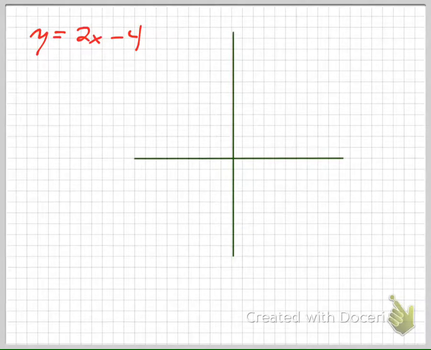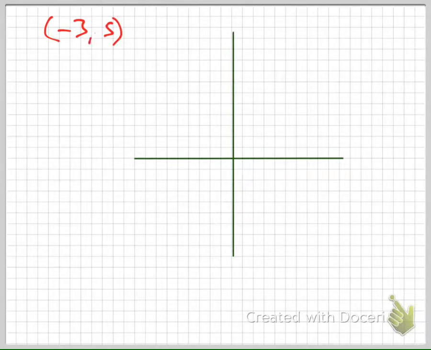If we know that our slope is 2, do we also have another point that they've given us? Look at the instructions. Did they give us a point that our line goes through? Yes, they did. What's the point that they gave us? Negative 3, 5. There's our point. Do we know our slope? What's our slope? 2. Can we now write our equation in slope-intercept form? Just like we did yesterday and the day before. Does that make sense? How do we do it?